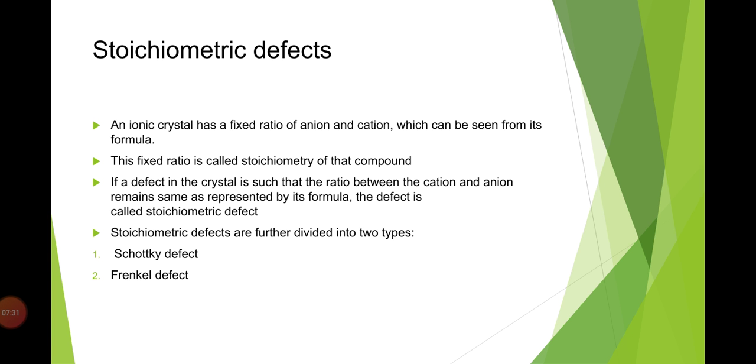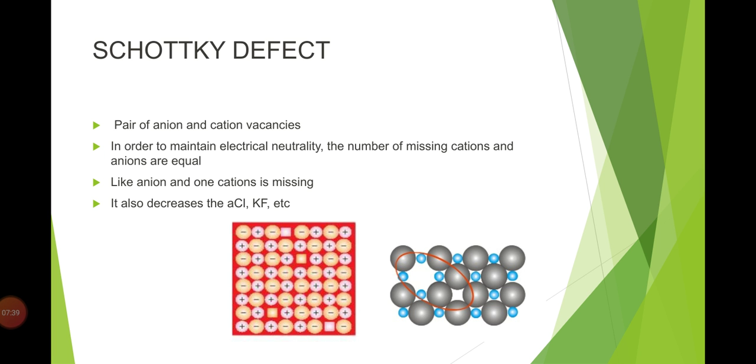And then stoichiometric defects are further divided into two types. The first one is the Schottky defect, and the second one is the Frenkel defect. Now the first one is the Schottky defect. It is a pair of anion and cation vacancies, added to maintain electrical neutrality. The number of missing cations and anions is equal, like one anion and one cation missing.